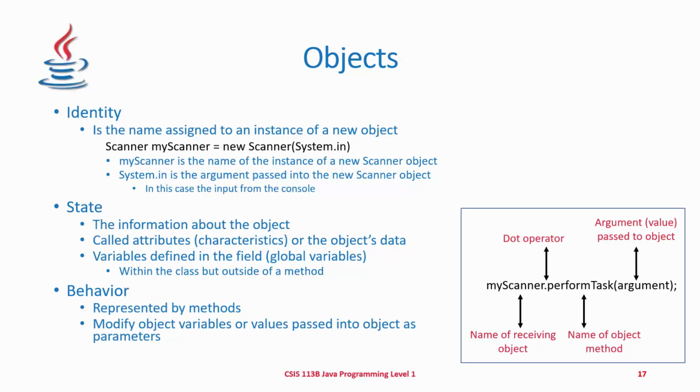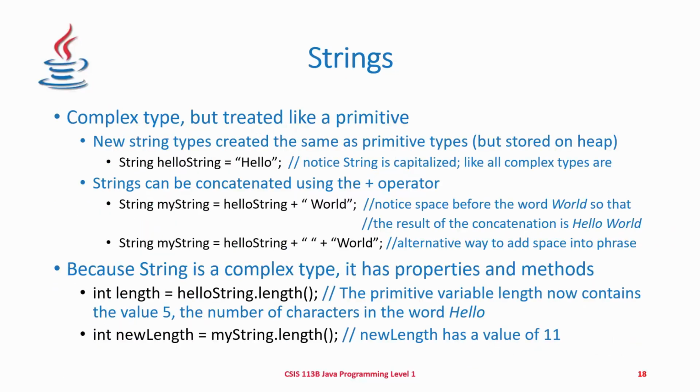And then the argument, again, is the value that's being passed into the object. The reason we talked so much about classes and objects in the last slide is to make sure that you'll understand this slide and why we're using a complex type now to type our new variables. And that complex type is the string type. It is a class in Java. It is not a primitive. So remember, the primitives are always all lowercase.